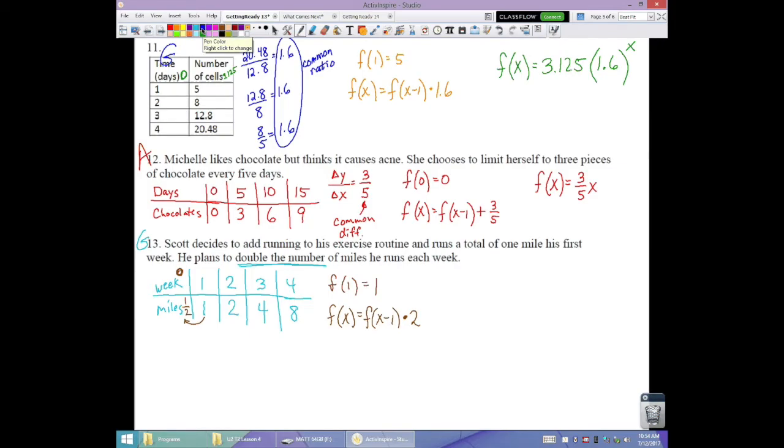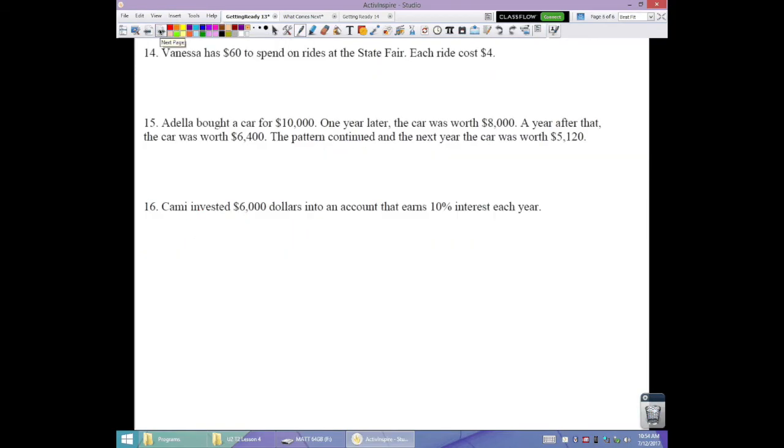The explicit formula, and since it is geometric, that means an exponential equation: f of x equals 0th term, 1/2, times the multiplier, 2, to the x power. 14. Vanessa has $60 to spend on rides. Each ride is $4. So, once again, we start off when she has gone on no rides.